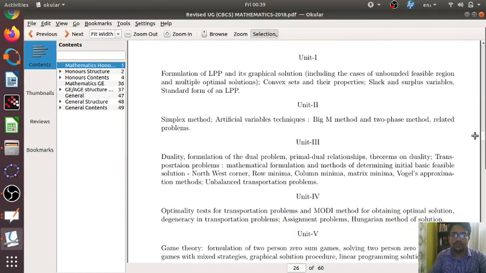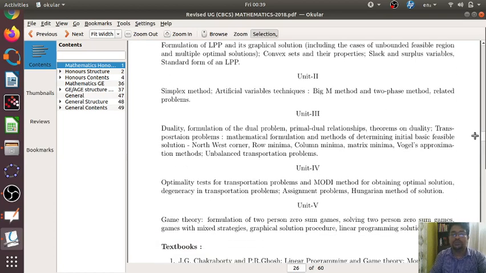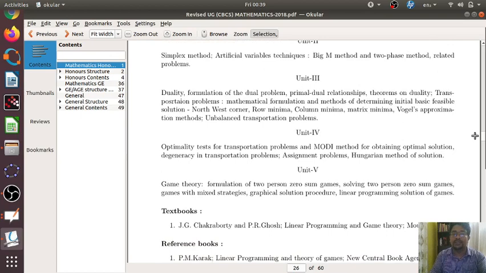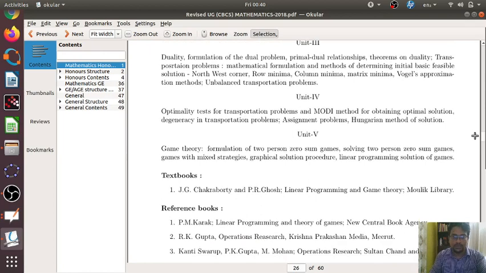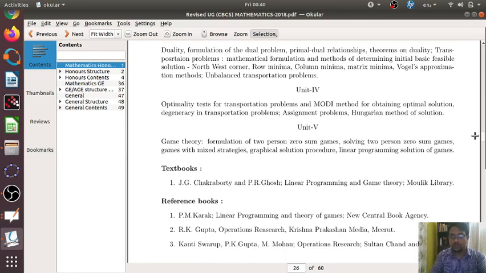The first unit deals with the formulation of LPP and its graphical solution, then convex sets, their properties, slack and surplus variables, and standard form of an LPP. The second unit deals with the simplex method, artificial variables techniques, Big M method and two-phase method, etc. And the third unit deals with duality, formulation of the dual problems, primal-dual relationships, then various methods of solving transportation problems. And the fourth unit deals with the optimality tests for transportation problem. Also, you will learn about assignment problems, Hungarian method of solution of assignment problems.